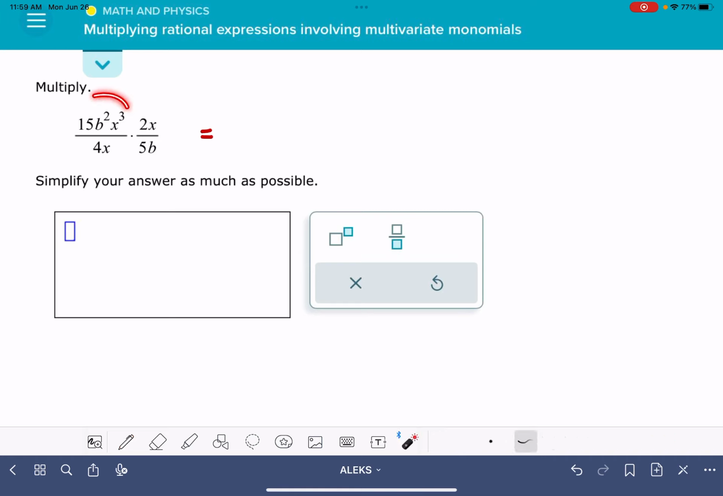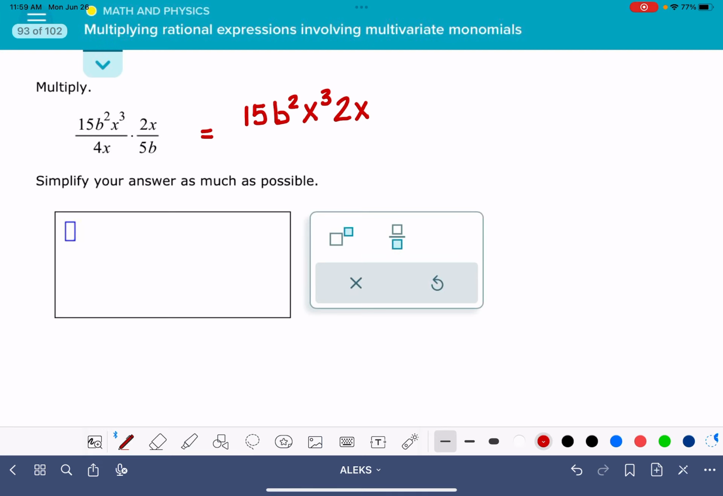When we're multiplying two fractions by each other, we just multiply the numerators of each fraction and then multiply the denominators of each fraction as well. So on the top, 15b squared x cubed times 2x. I'm just going to run all of those variables together. I'm not actually going to multiply the 2 and the 15. I'm not going to combine the x with the x cubed. I'm just going to leave all of those variables there. You'll see why in a minute.